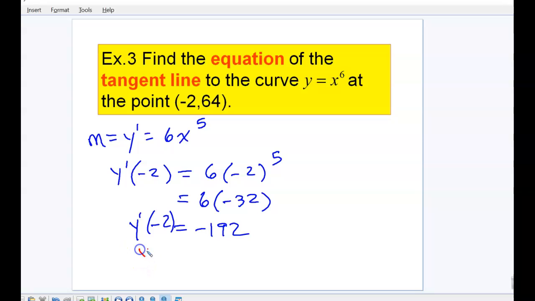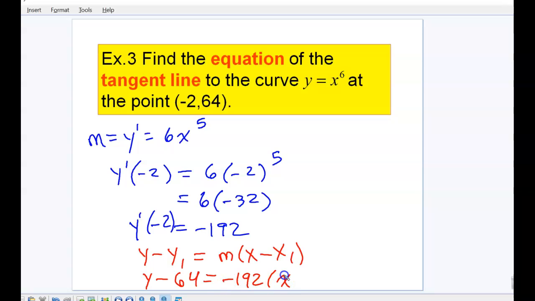So now to find the equation, I'm going to use the point slope formula. y minus y1 is equal to m times x minus x1. So y subtract 64 is equal to... sorry, not -2, let me just erase that. It would be -192, x subtract -2, which would be x plus 2. And depending on what form they want us to write our final answer in, we would manipulate the final answer to whatever form they want us to calculate.